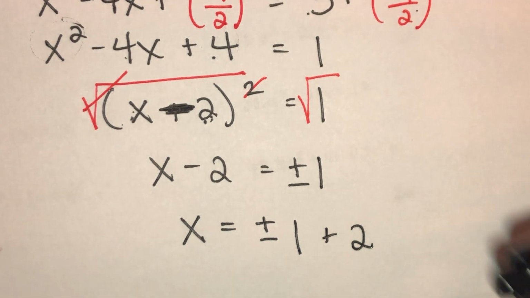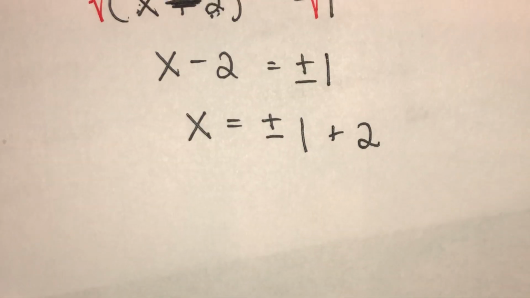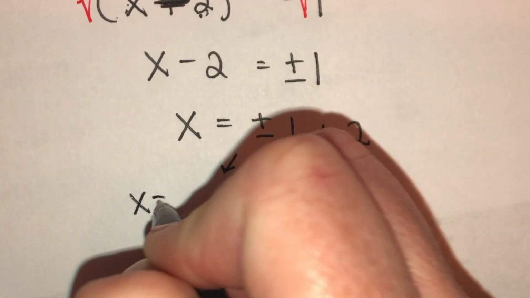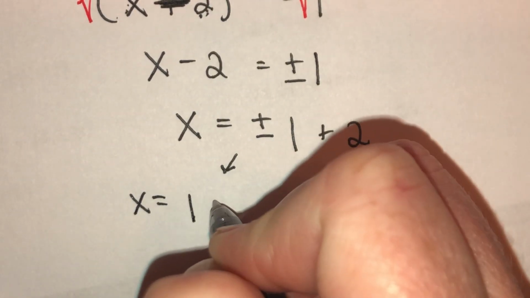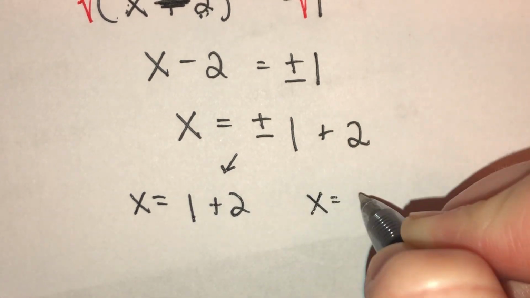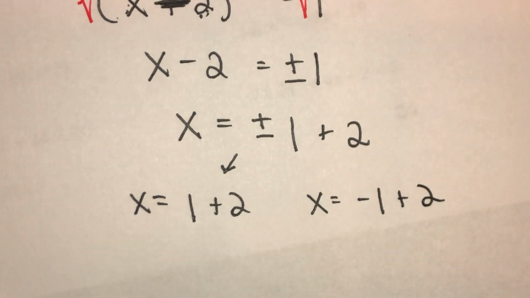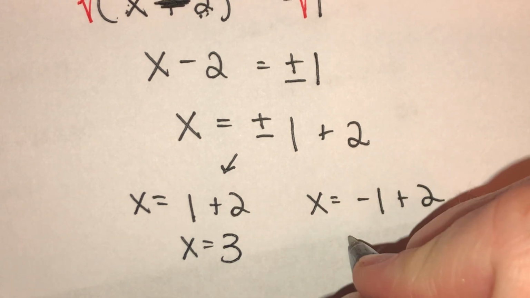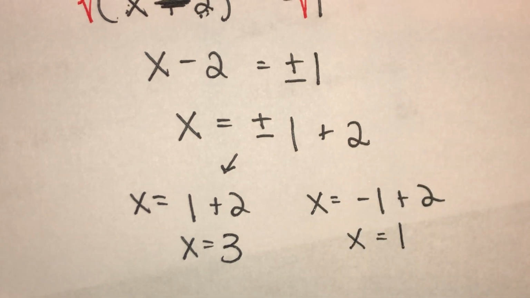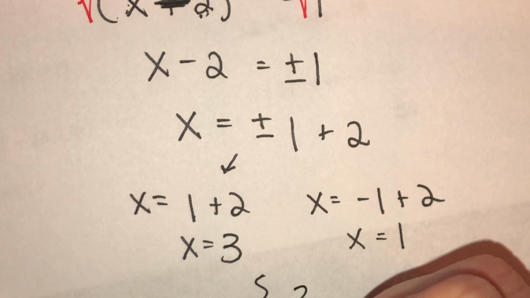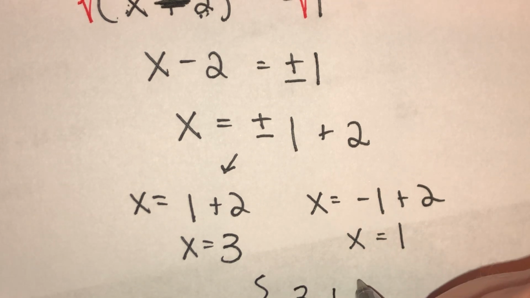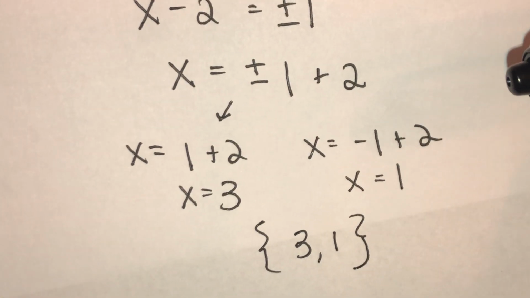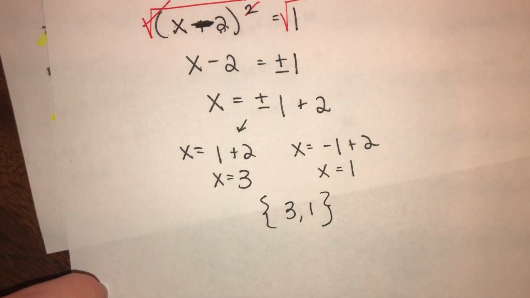So now to solve for x completely, because that's the whole goal here, I'm going to separate this into x equals positive 1 plus 2 and x equals negative 1 plus 2. So 1 plus 2 is 3, x is going to equal 3. Negative 1 plus 2 is 1, so x can equal 1. So my solution set is 3, 1, or I guess I should have written 1, 3. And I hope that made sense. I think I'm too zoomed in a little bit.